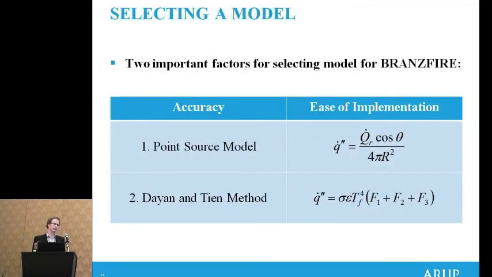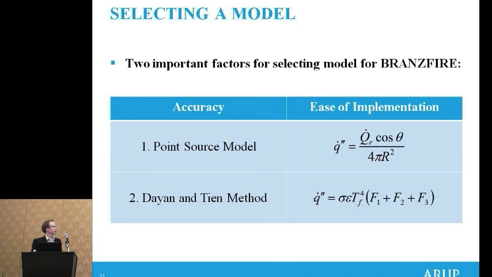So in terms of selecting an appropriate model for use within Brandsfire, there are two main important factors. First of all, accuracy, and we've seen that the point source model was deemed to be the most accurate model, and secondly the Dayan and Tian model, which is one of the cylindrical models. The second important factor is how easy this is to implement into a computer model, and how easy it is for the user to actually use it? How many inputs does the user have to input into the model?